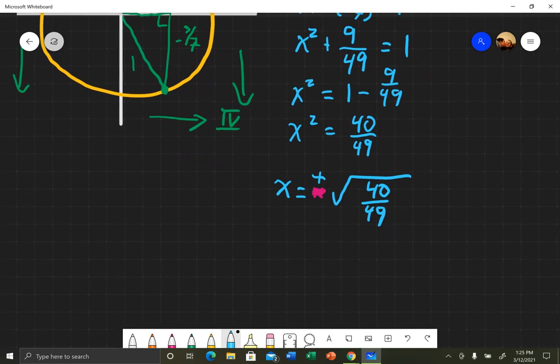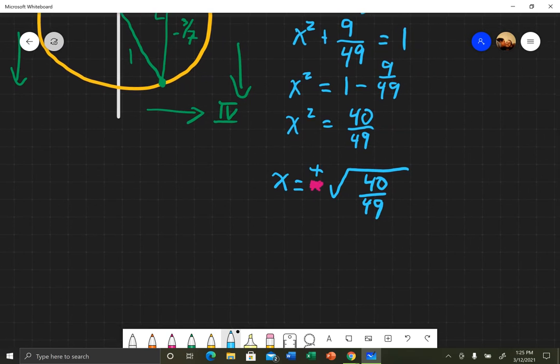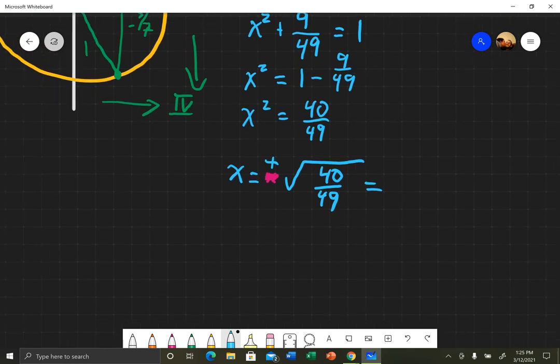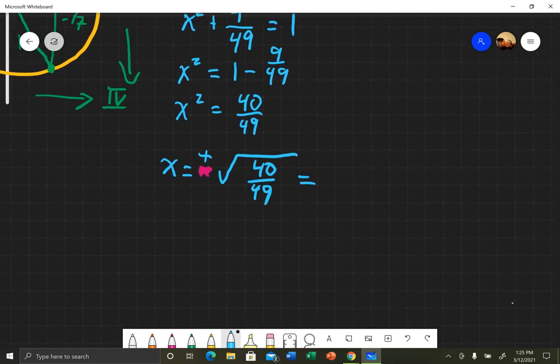Now, I also mentioned to you that some professors are going to require you to take this and simplify it. So let's go ahead and do that. Let's practice simplifying this just a little bit. We can rewrite this as the square root of 40 over the square root of 49. And again, this is all positive. Now, the square root of 49, we can take that. That's equal to 7, right? Square root of 49 is 7. 7 times 7 is 49.